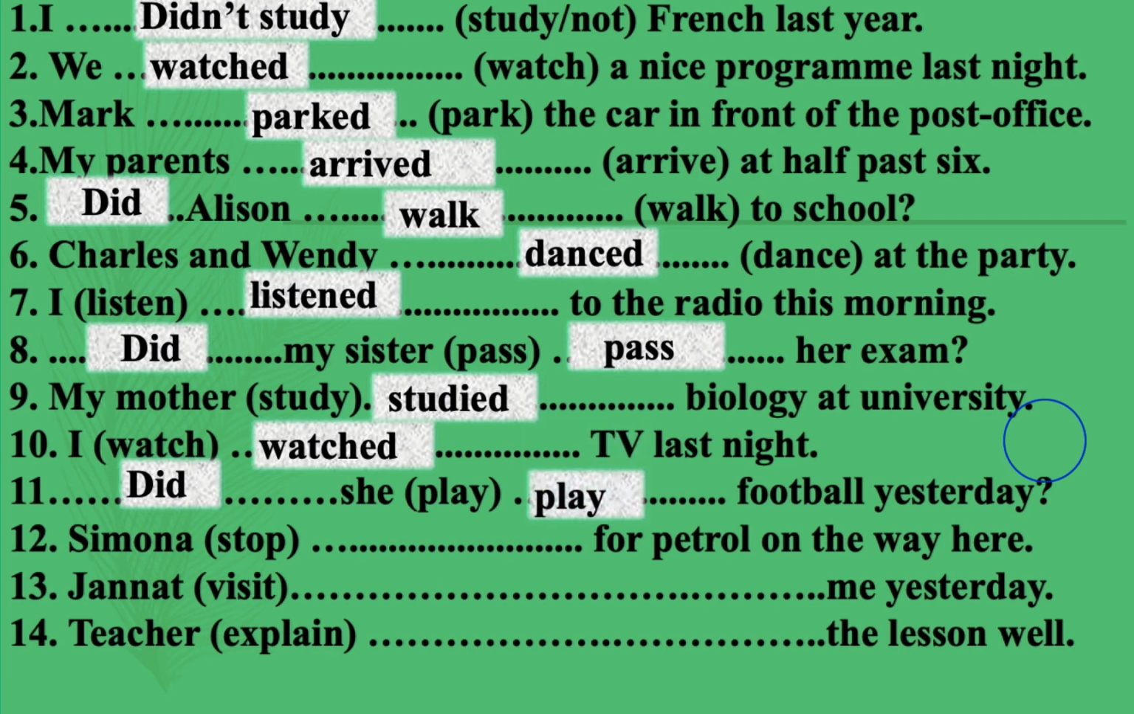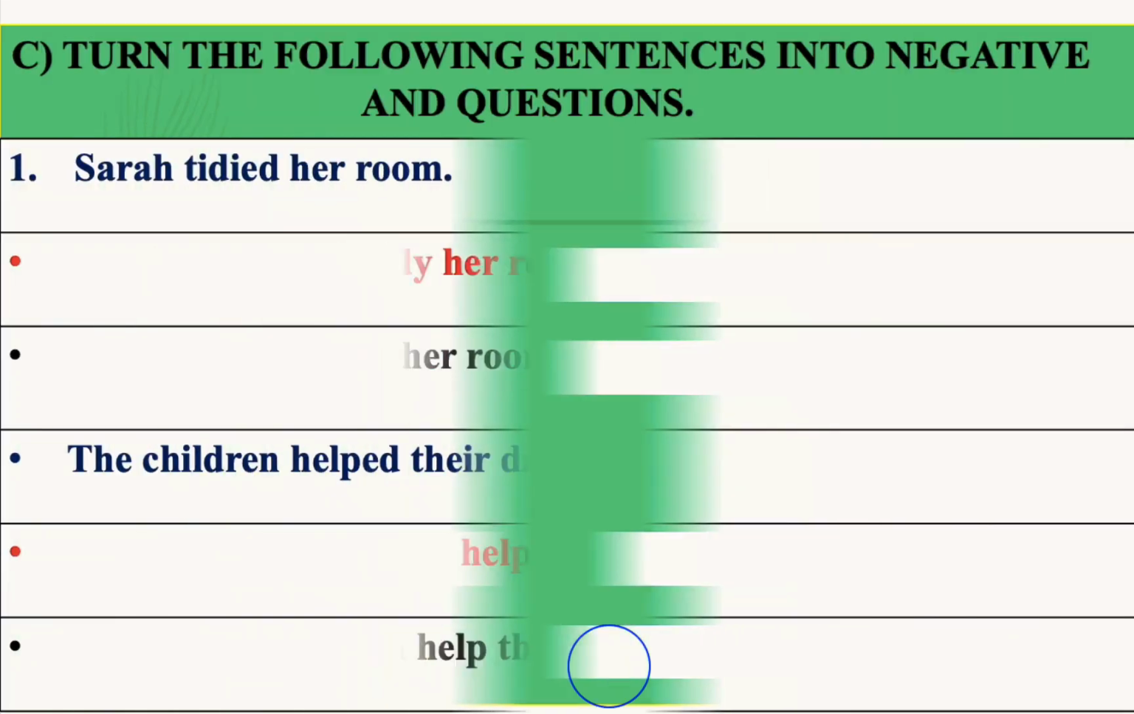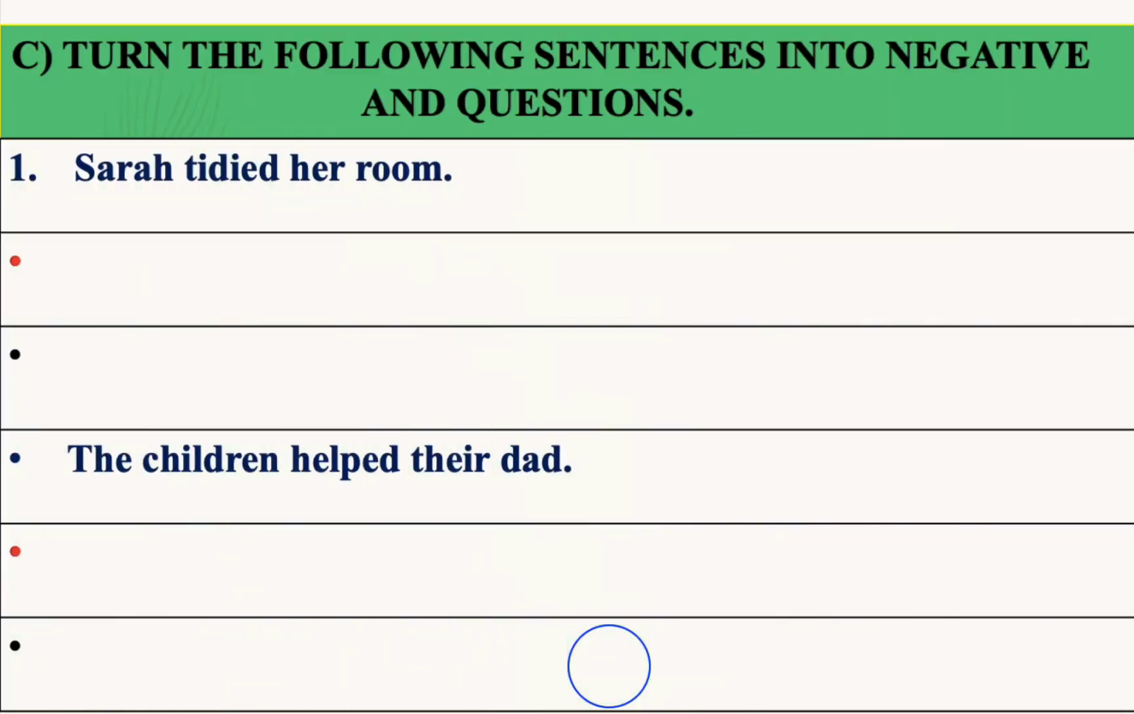12, Simona for petrol on the way here. So it is stopped. Okay, so it is in the past, and we double P, because we have affirmative form. Janet visited me yesterday. Teacher explained the lesson well. Okay? Yeah, good. So now let's move to C. We have to turn the following sentences into negative and a question.